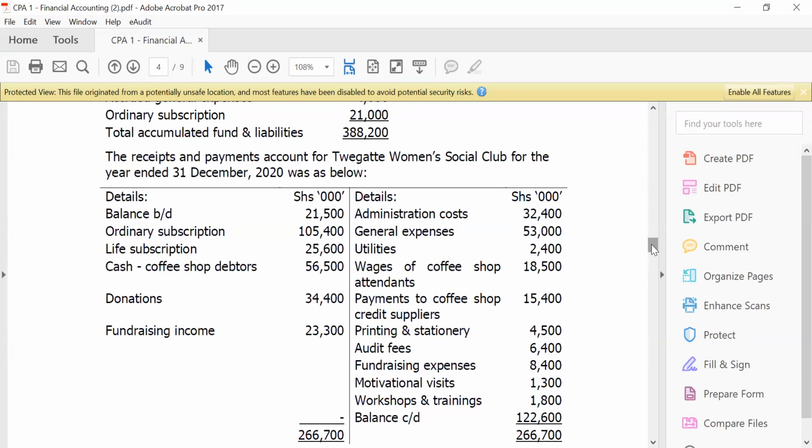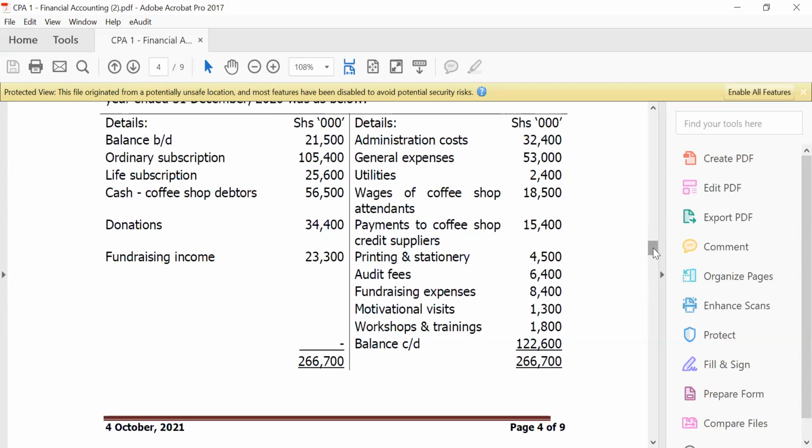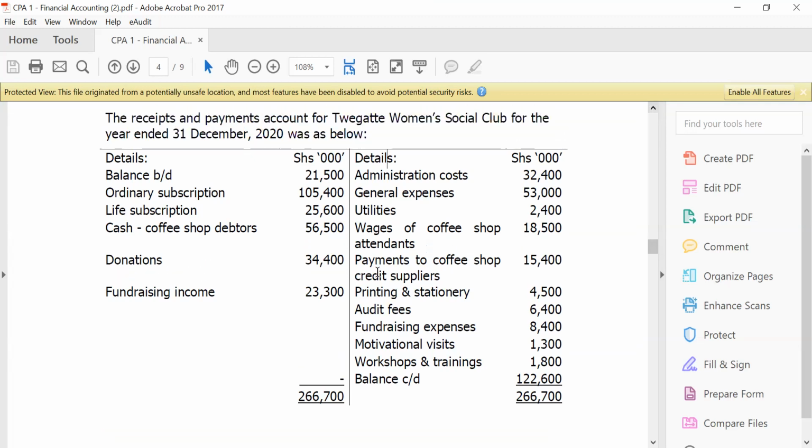Now, since we are drawing up a profit and loss, we need sales. But do we have the sales? For you to get the sales, you look at your receipts and payments, and see if you have any sales that you sold during the period. Does any one of us see the sales? When you look at that, you see sales.